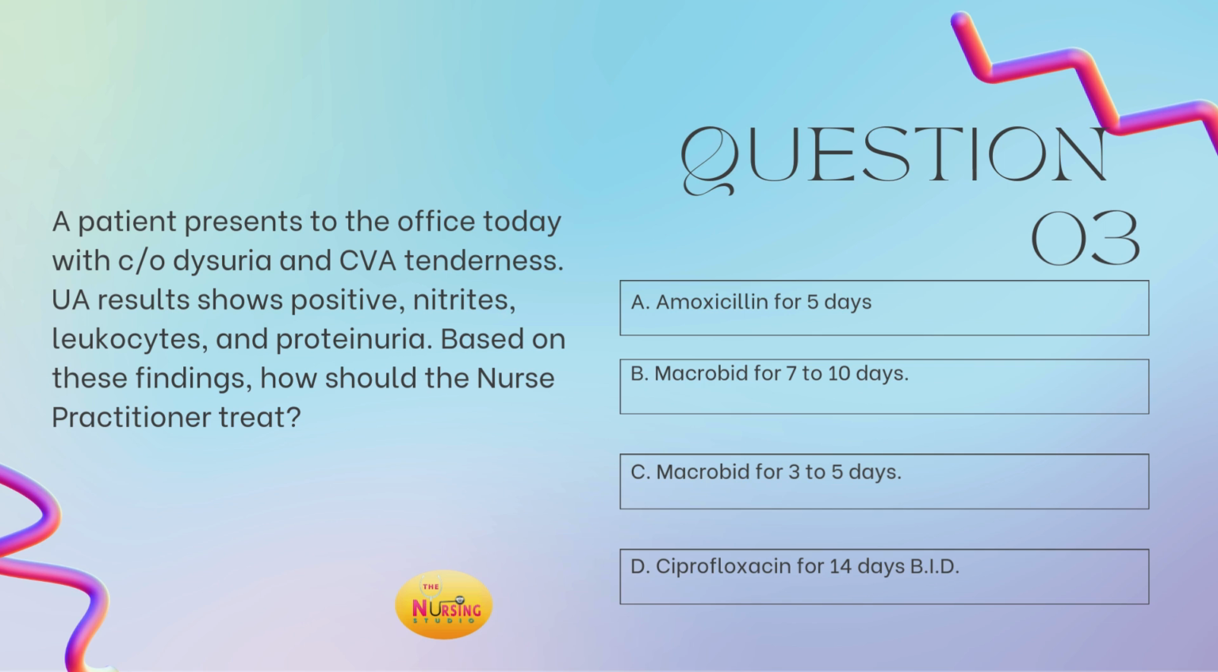When we see CVA tenderness, you want to start thinking of a differential of acute pyelonephritis. CVA tenderness, aka flank pain, right? They also have the dysuria. The urinalysis also shows not only nitrites and leukocytes, but the proteinuria. Proteinuria is another identifier that can put you in that differential of acute pyelonephritis. So based on these findings, that's what we're going with, acute pyelonephritis, and we would treat that with D, ciprofloxacin, for 14 days BID, okay?